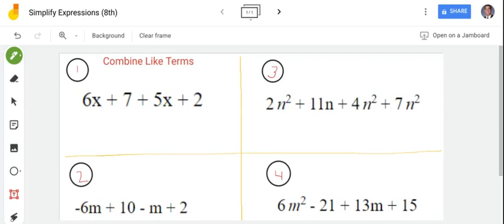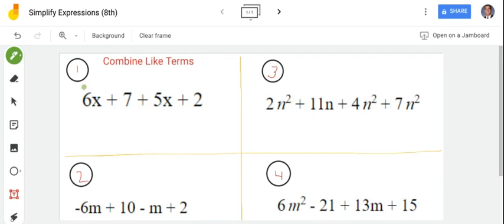Okay, eighth grade, when we simplify expressions, we need to combine or add like terms. And terms are alike if they have two things in common. They need number one, the same variable, and number two, the same exponent. If the term has the same variable and same exponent, we can combine them or add their coefficients.